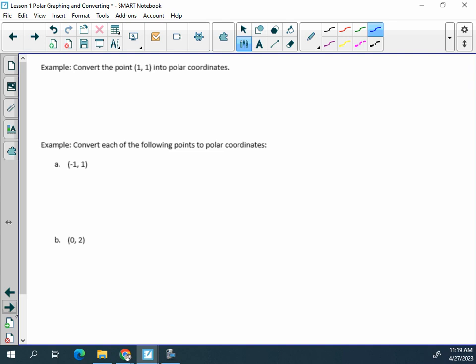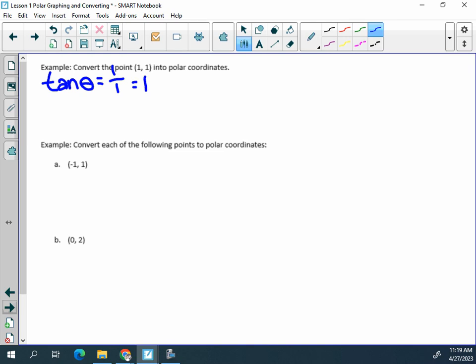All right, so now we're going to go from a rectangular coordinate into polar coordinates. All right, so one is my x value and one is my y value. So we're going to use the tangent conversion here. So we know tangent of theta equals y over x.